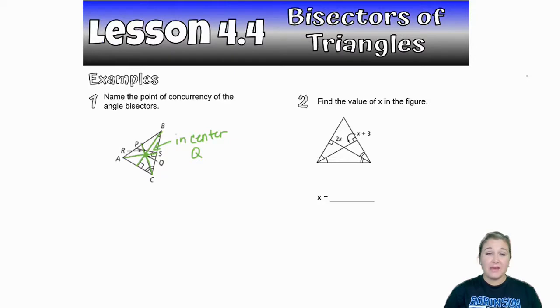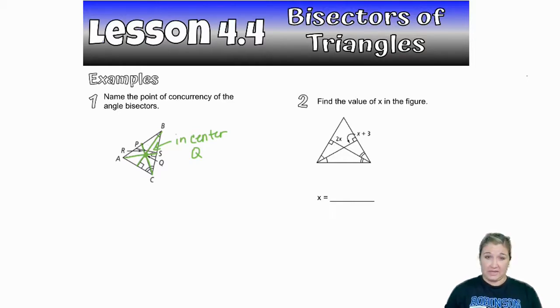So you can see here that we have an angle bisector because if you look at this little arc, it's the same for both angles here. That is just another way of saying that those two angles are congruent. They're the same measure. So if you ever see that in geometry, if it has the same arc on two different angles, then they are congruent. They're the exact same measure.